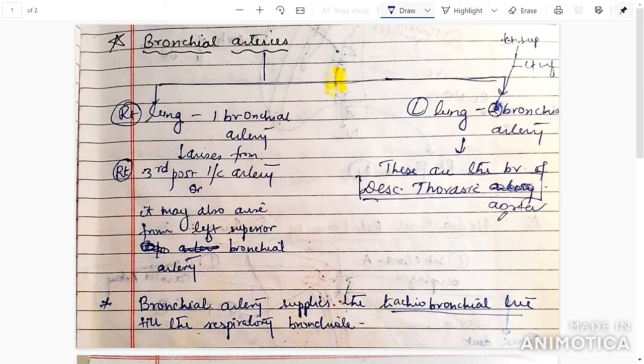Now we are going to continue where we left off in the previous video. We have done the root of the lung, the pleurae, the parietal pleura, and the visceral pleura. We had done it in the previous video.